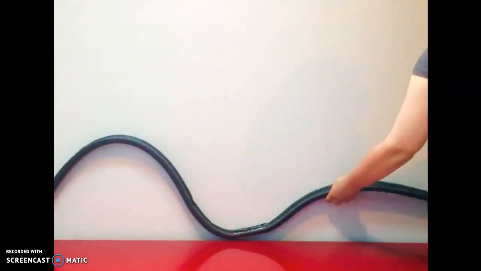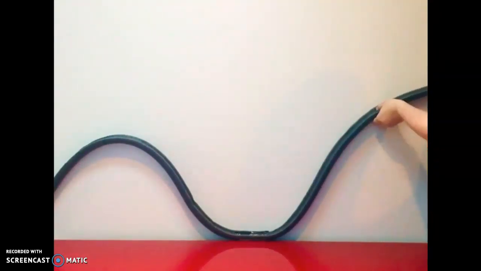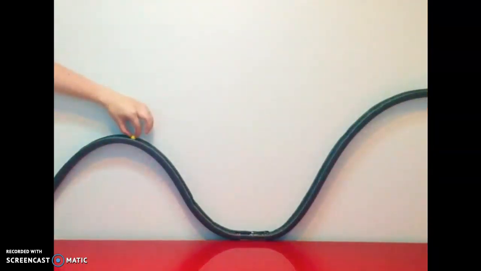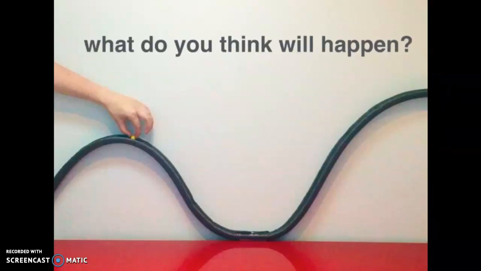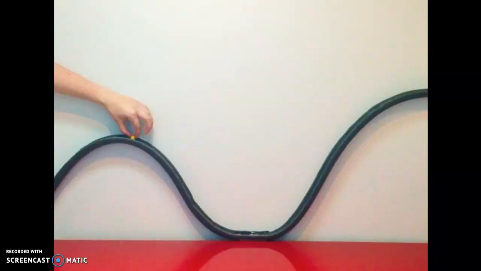But what if the second hill is higher than the first hill? Like this. Now, what will happen when I let go? I'm going to give you 10 seconds to turn to your nearest classmate and predict what you think is going to happen when I let go of the marble. Okay, let's see. Oh, it doesn't make it over, does it? So why does the marble make it over the lower hill, but not the higher hill?